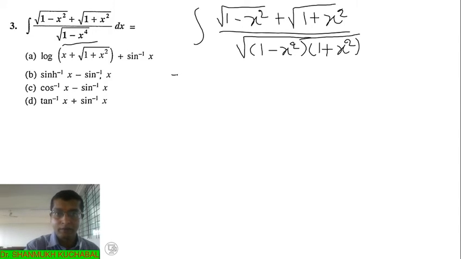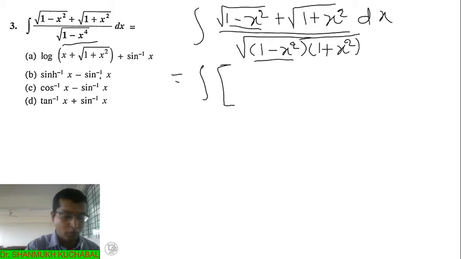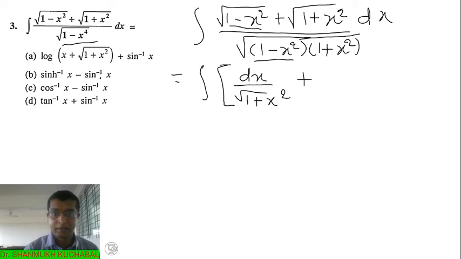So now we have to do the first term divided by the denominator. 1 minus x square and 1 minus x square cancel. We get this as 1, or dx, divided by the square root of 1 plus x square. So further I can write a plus.